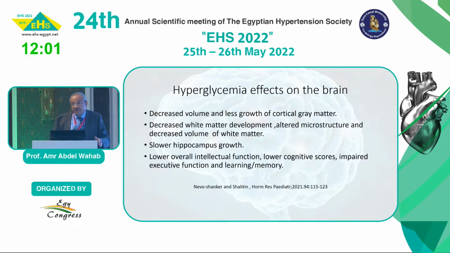These are the structural effects of hyperglycemia on the brain: decreased volume and less growth of cortical gray matter, decreased white matter development, slower hippocampal growth, lower overall intellectual function, lower cognitive scores, impaired executive function and learning and memory. This is for hyperglycemia and type 1. I'm going to discuss the mechanisms later.